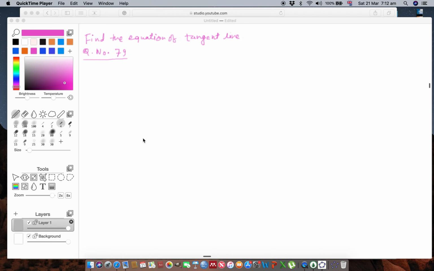Okay, now let's begin our second question. I took these questions from our textbook, question number 79, which is about finding the equation of a tangent line. Now let's see here.